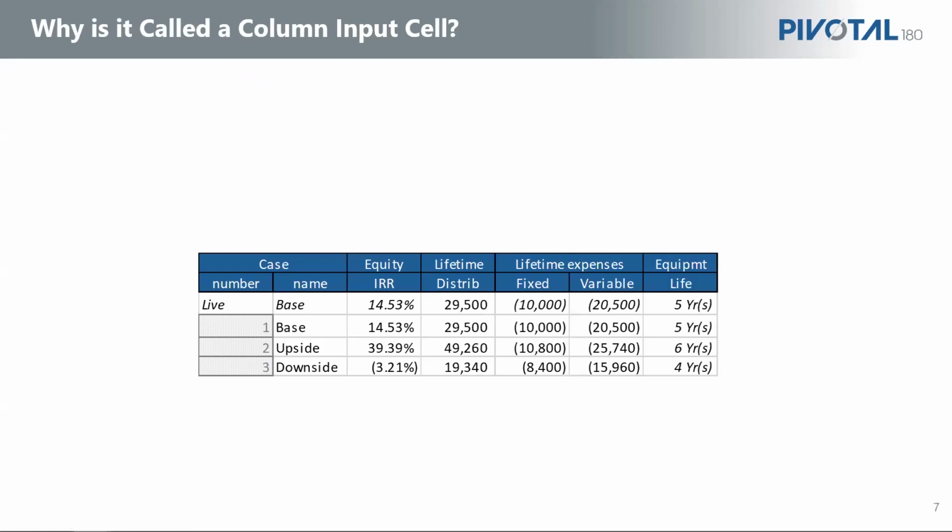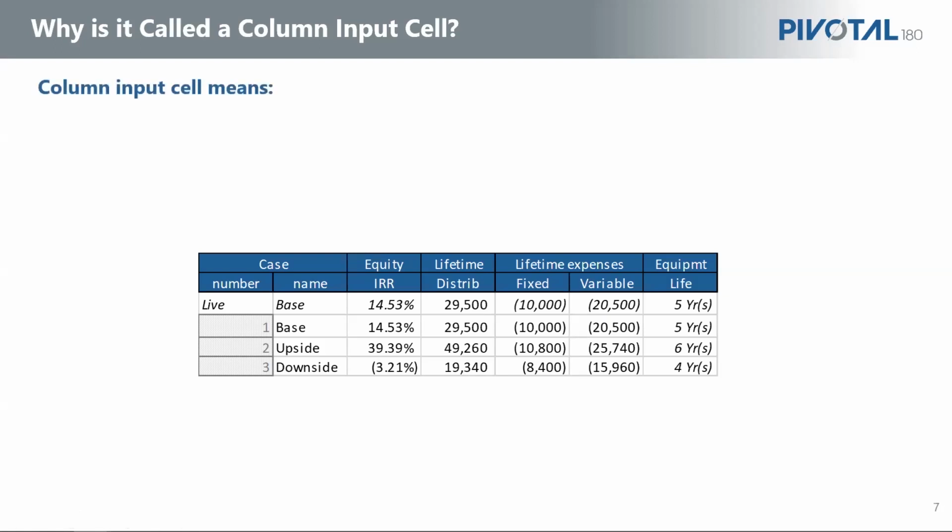So now the question becomes, why was that called a column input cell? Why were we specifying that C2 was our column input cell? And how can I remember whether to be using a column input cell or a row input cell when I use data tables in Excel?